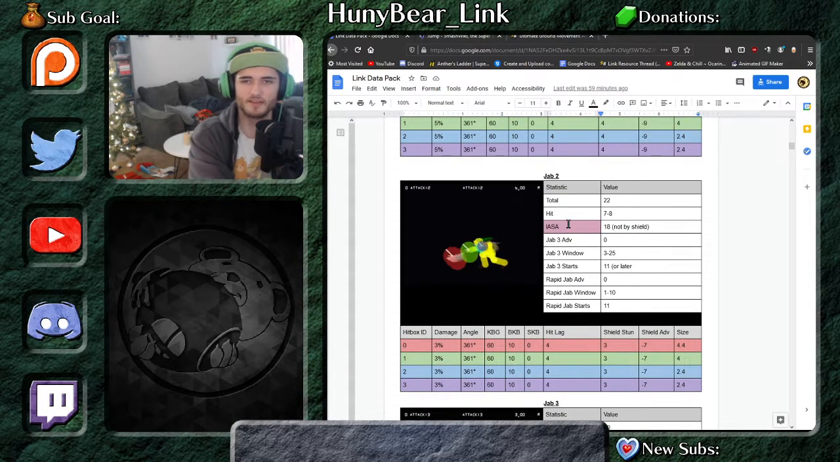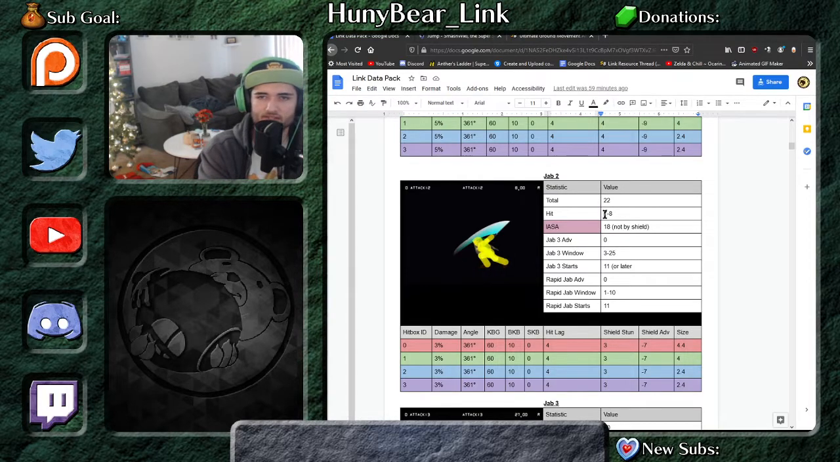Jab 2 has a total of 22 frames, hits on frames 7 through 8, meaning it hits a little later, and it's interruptible on frame 18. That's what makes it have a lot more advantage on shield, because it hits later and it's interruptible sooner, and that's good. The window for jab 3 is 3 through 25, and that's when you hold the button down. That's how you get jab 3.